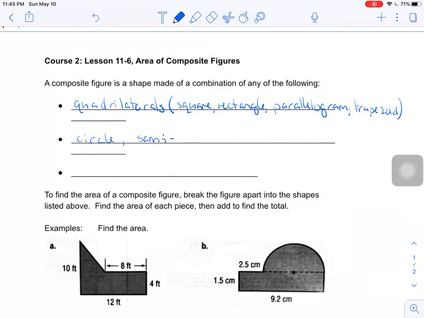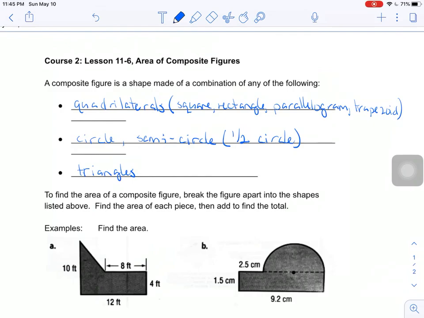It could also include circles or what's called a semicircle. And a semicircle is just a half circle. So find the area of the circle and then chop it in half. So it could have quadrilaterals, it could have circles or semicircles, or it could also have triangles.